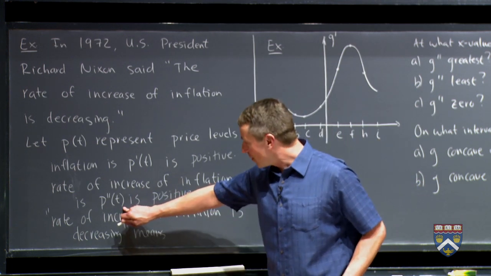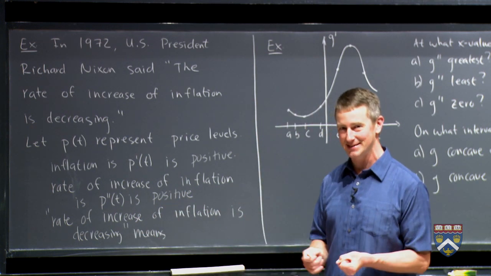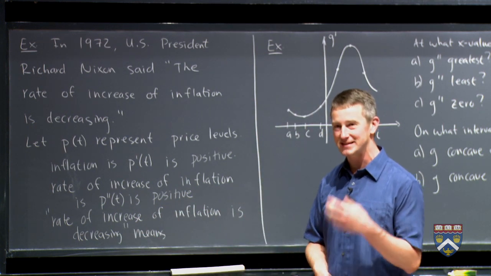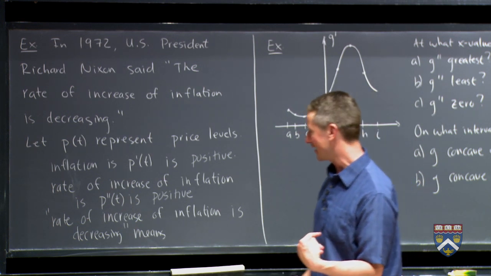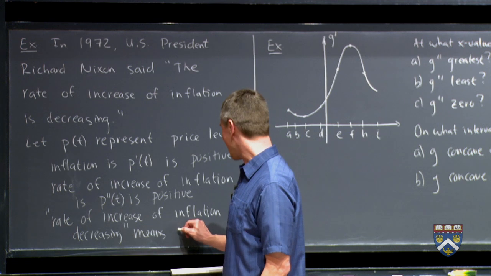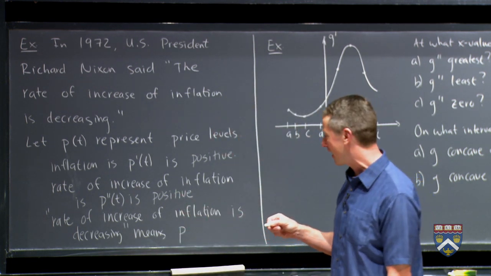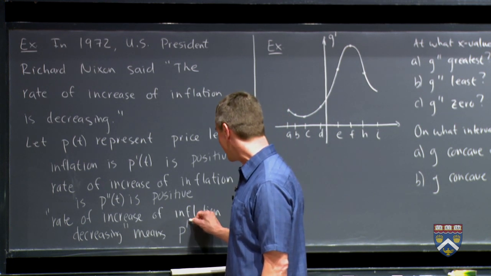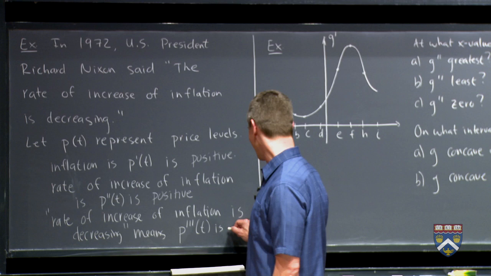So P double prime, this full sentence here, means P double prime is decreasing. And what does it mean for something to be decreasing? It means its derivative is negative. So what he was really saying there, trying to get a little bit of good news supposedly into the campaign, he was saying that P triple prime of T is negative.